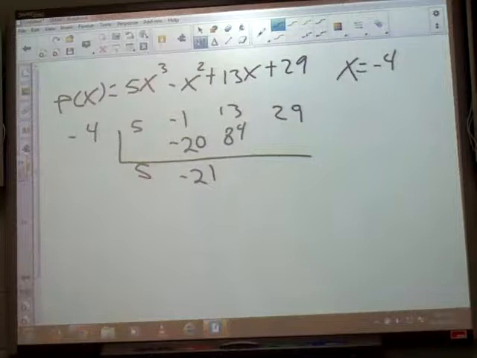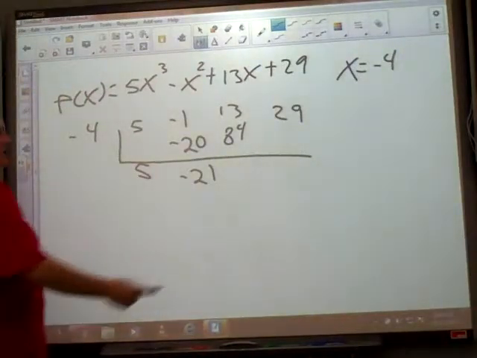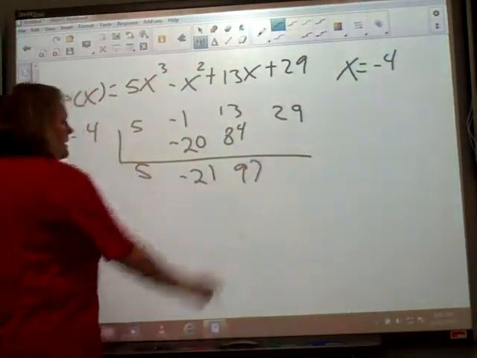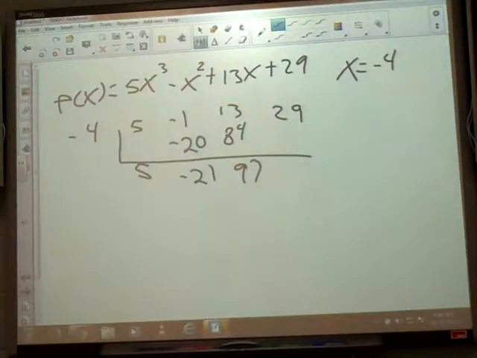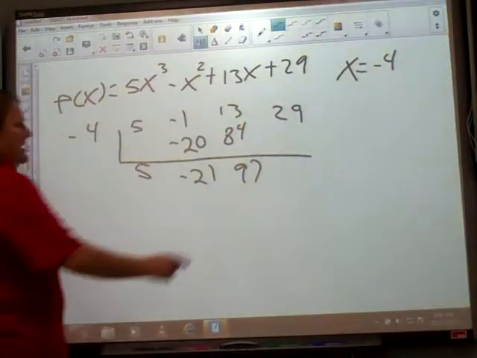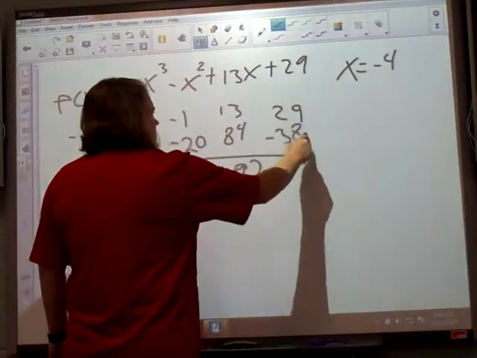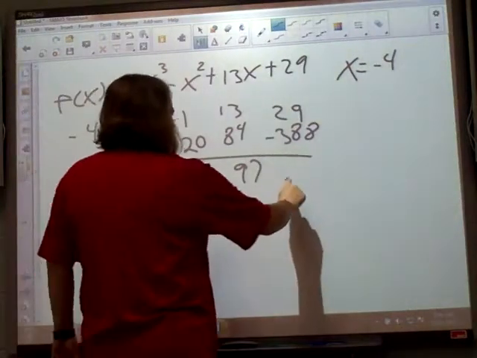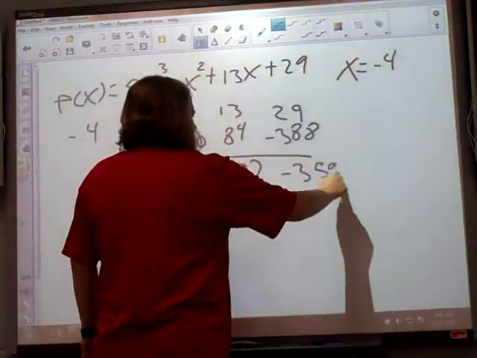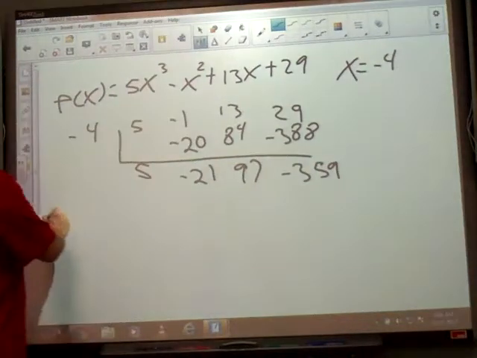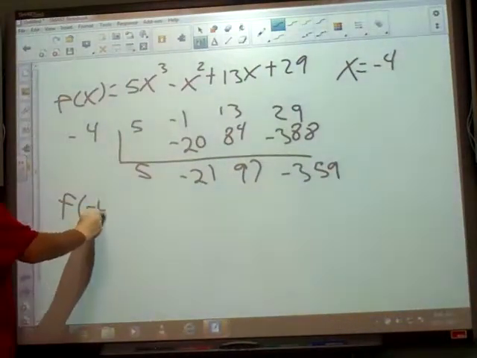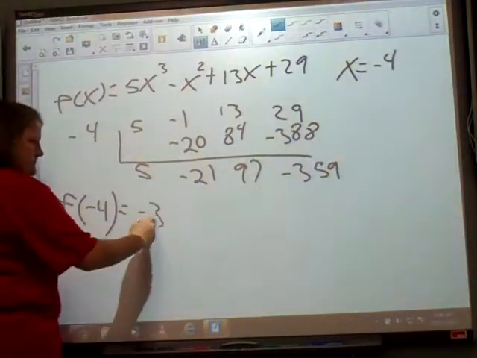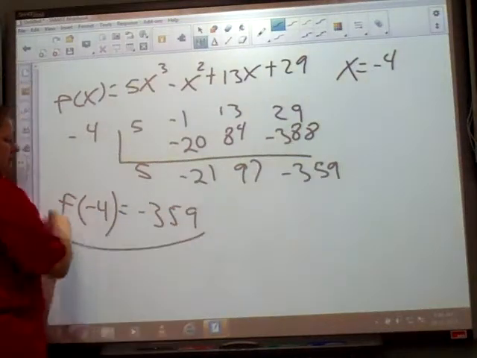Add 13 plus 84 is 97. Multiply 97 times negative 4 is negative 388. Add 29 plus negative 388 is negative 359. So, f of negative 4 is negative 359. That's your answer.